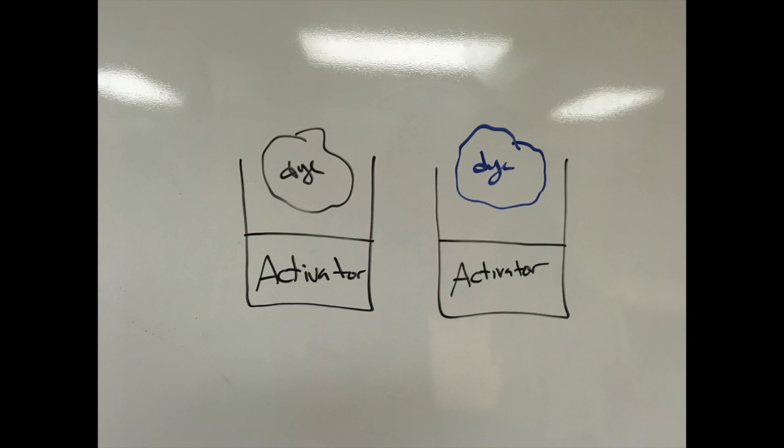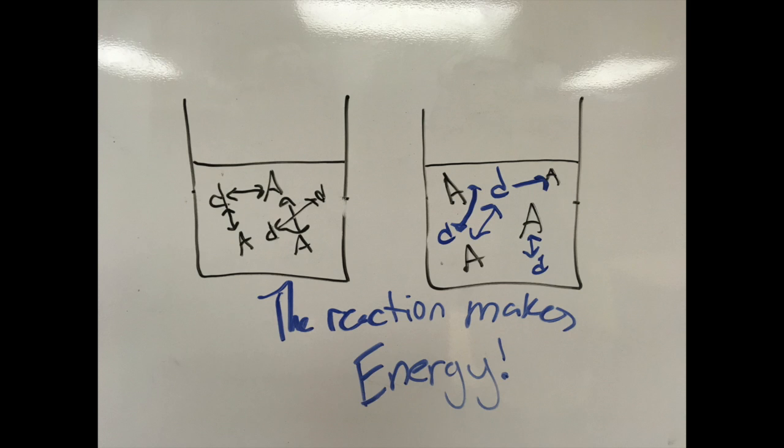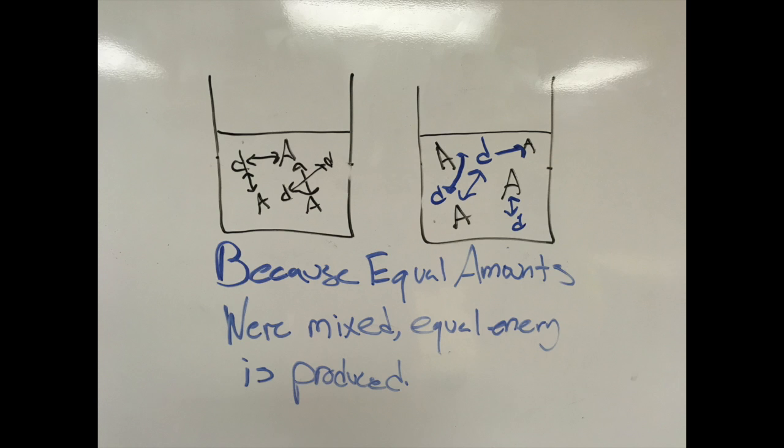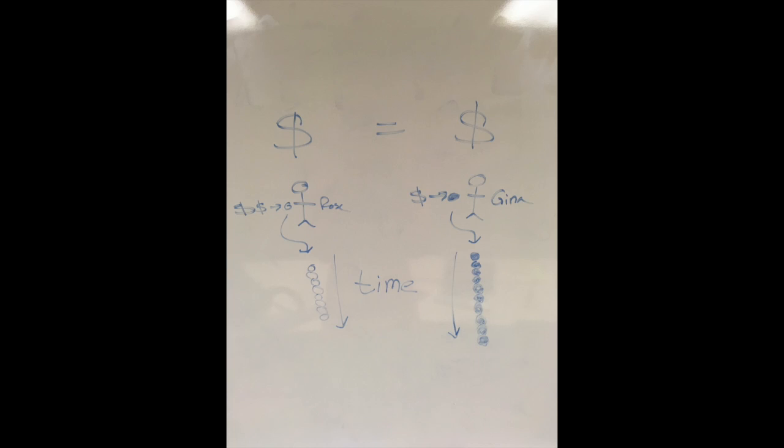The reaction that occurred involved equal amounts of dye and activator being mixed together. The energy produced by that reaction was equal for both dyes and caused them to fluoresce. If equal amounts of energy are put in, but intensity changes, that means that some things other than energy input affect intensity. We have a theory.